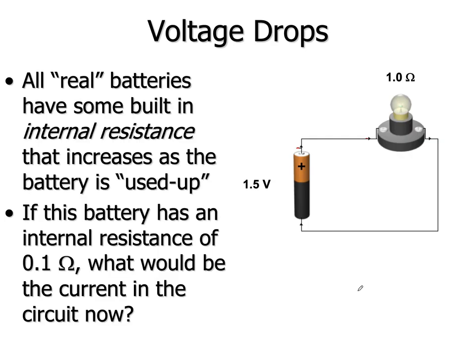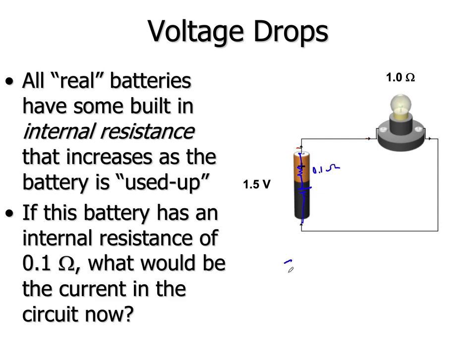So I mentioned before, all real batteries have some built-in internal resistance that increases as the battery's used up. If this battery has an internal resistance of 0.1 ohms, what would be the current in this circuit now? If you solve this one real quick, how would you solve it? You'd have to pretend that inside of this, it has another resistor along with a battery, which I can't draw black on very well, that's 0.1 ohms.